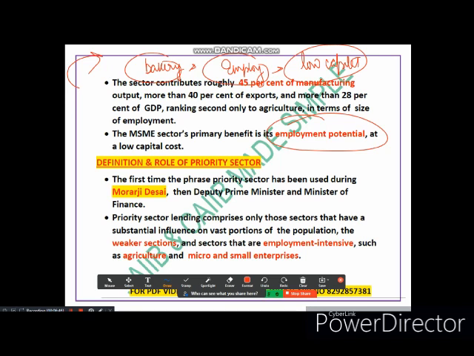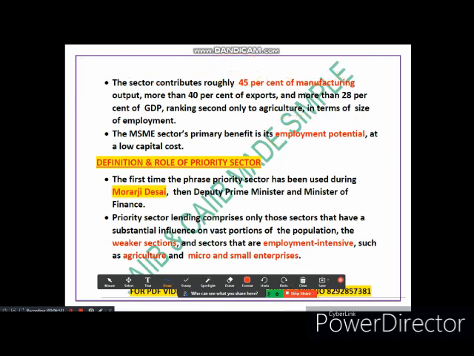Okay, so now let's move to the definition and role of priority sector. The phrase priority sector was first used during the time of Morarji Desai, the Deputy Prime Minister and Minister of Finance. The next point is that priority sector lending comprises not only those sectors that can have a substantial influence on a vast portion of the population.